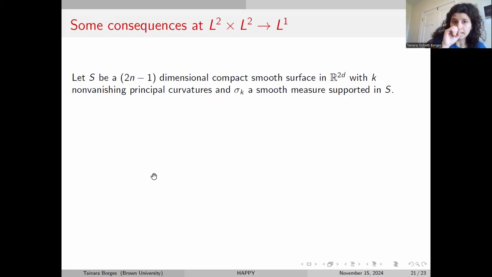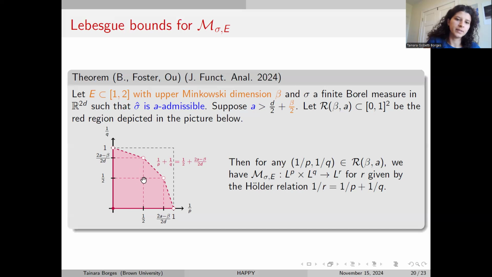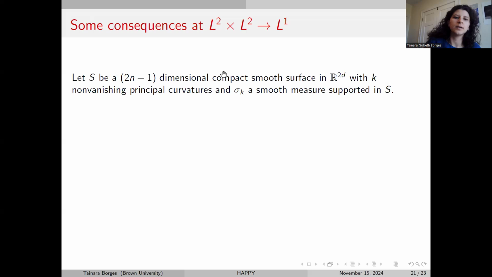Let's actually think of some particular cases. Look at this point that I mentioned right now, (1/2, 1/2). This is implying that as long as A is larger than the quantity, you have boundedness from L^2 cross L^2 into L^1.